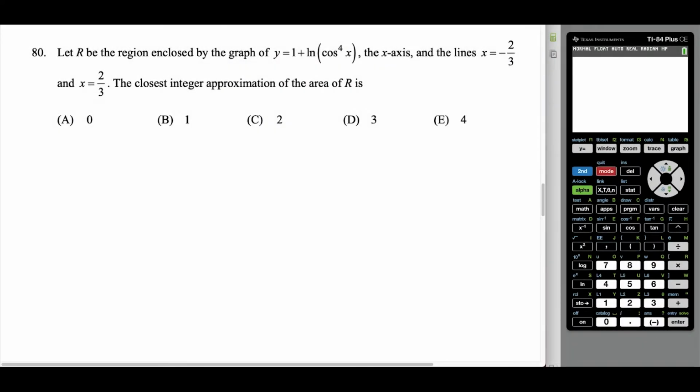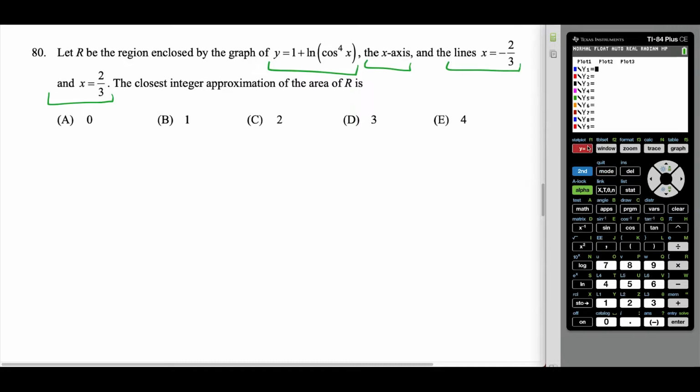So for the next question, we have region R enclosed by the graph of this function, the x-axis, the line x equals negative 2/3, and the line x equals positive 2/3. And we want to know the closest integer approximation of the area. Since this is part of the calculator section, the first thing I would do is graph this. So I have 1 plus natural log, and I'm going to put parentheses around cosine of x, close the parentheses, then raise it to the 4th power.